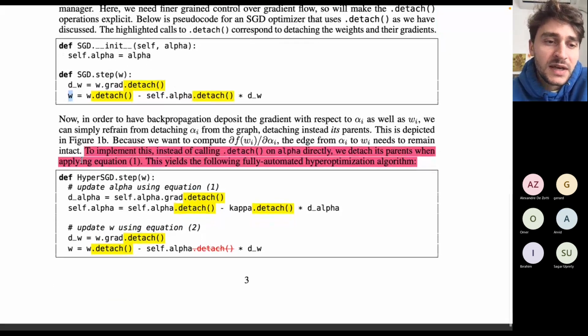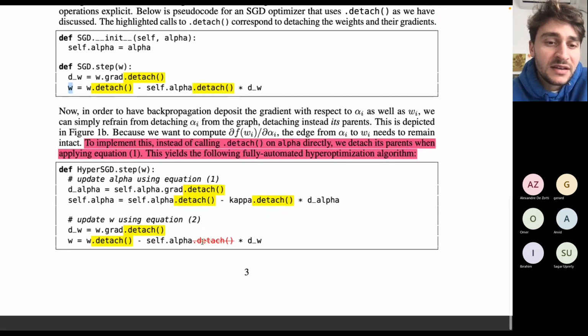But the point that they make is that you can instead not detach your alpha. Because everything else is detached before, like the gradients of your weights and the previous weights, when you calculate your gradients for the next step, alpha will be viewed as a leaf node in the computation graph that you can update. And then here's how they update it. At each next step, they have calculated the gradients with respect to alpha, and then they're just updating it with the same rule.